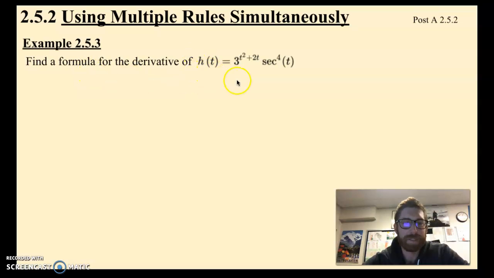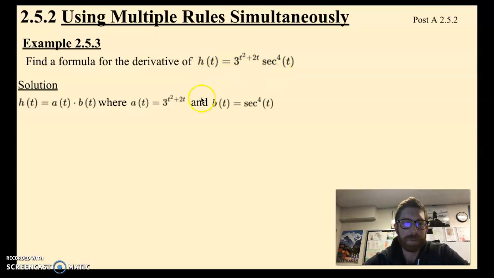So if you notice, we have this crazy hairy function going on here, and you're like, I don't even know where to start. Well, where I would start is I would split it up, and I would realize that h of t is just two functions multiplied together. So let's call a of t 3 to the t squared plus 2t. And then let's call b of t secant of t to the fourth, right? And now what we can do is kind of divide and conquer. We can find the derivative of this using the chain rule, and then the derivative of this using the chain rule, and then we could use our power rule to bring it all together, right?